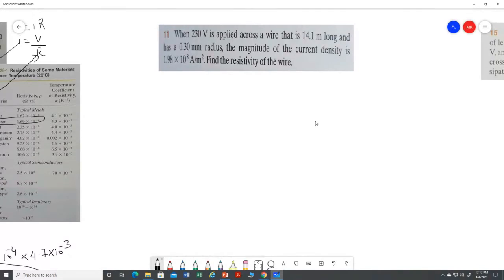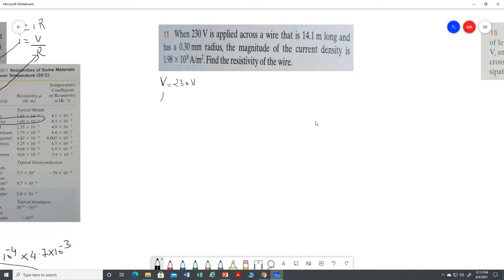Okay, read the question. When 230 volt is applied across the wire that is 14.1 meter long and has the radius of 0.3 millimeter, and the magnitude of the current density is given as 1.98 multiplied by 10 to the power of 8 ampere per meter square, find the resistivity of the wire. That means what are the information given in the question? They give the potential. What is the potential? Capital V is equal to 230 volt.